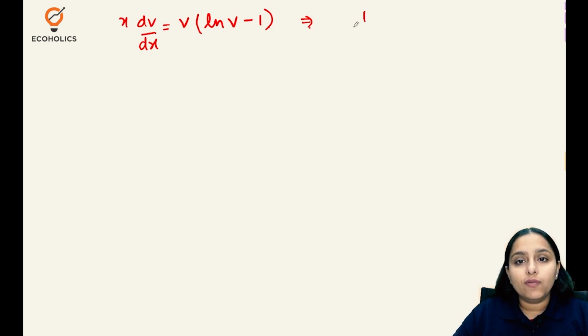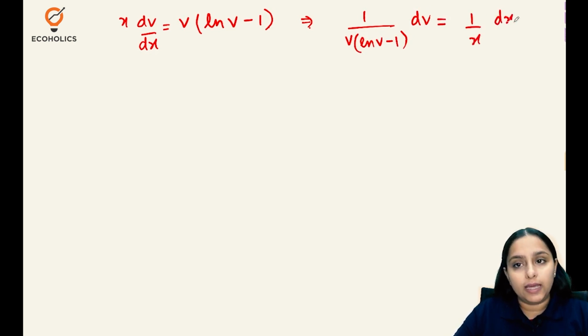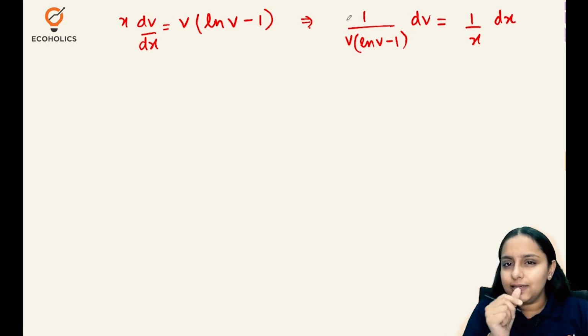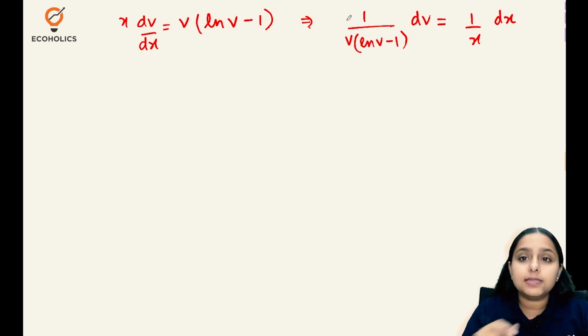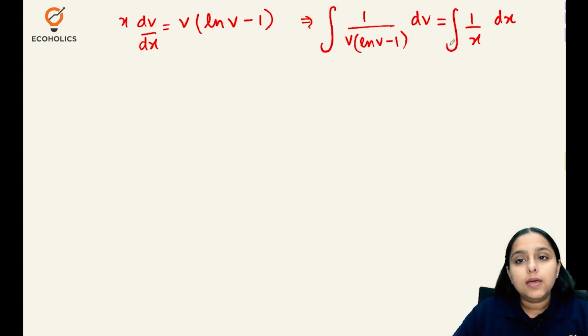So I would be getting 1/v × (log v − 1) dv = 1/x dx. Now, integrating this is a little tricky here. It is a little tricky because how do we solve differential equations? By integrating. So what I would do is, I would let log v − 1 be z.